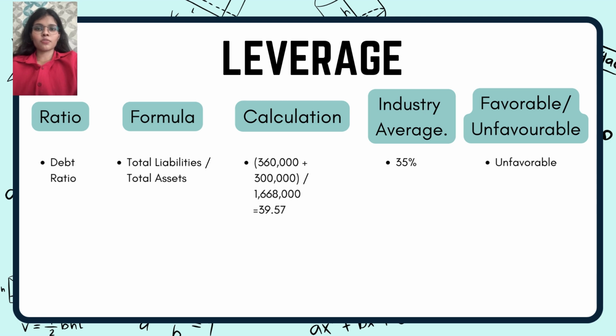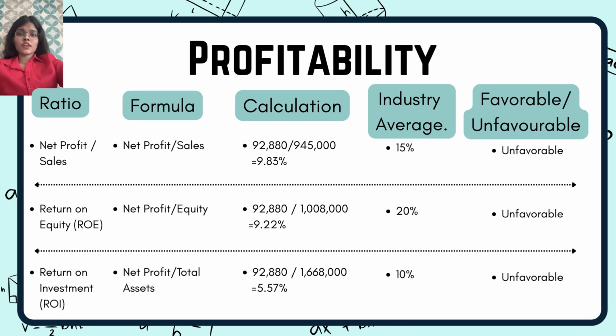For the debt ratio, the formula is total liability divided by total asset. Thus, the debt ratio is 660,000 divided by 1,668,000, resulting in 39.57%. The industry average is 35%. This is unfavorable, as it indicates that KEC is more reliant on debt than the industry standard, which increases financial risk. Finally, we analyze the profitability ratio, which reflects how well KEC generates profit.